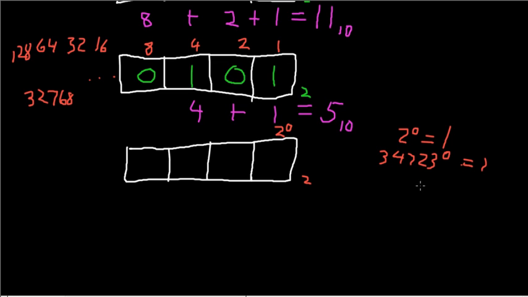Anything to the 0 power is equal to 1 except 0 itself. That is not equal to 1. But any non-zero base to the power 0 is equal to 1. So that's just a definition, not intuitively obvious. So the next place value would be 2 to the first. This one would be 2 to the second. This one would be 2 to the third.